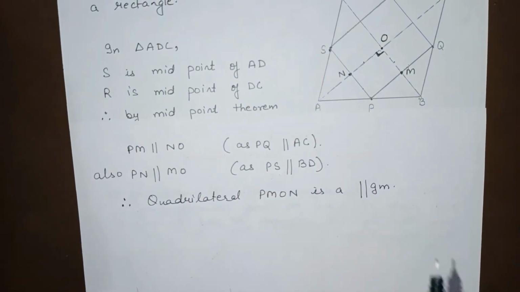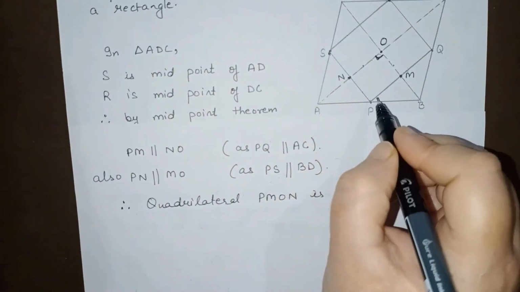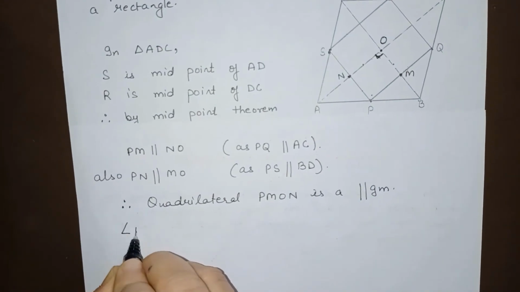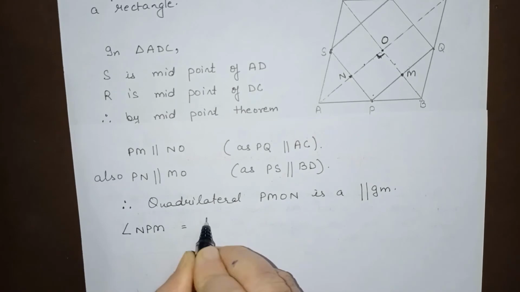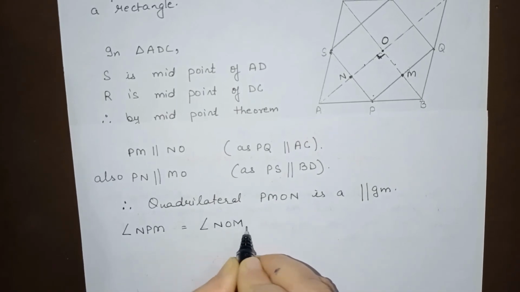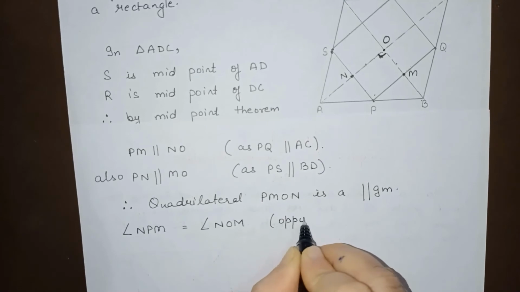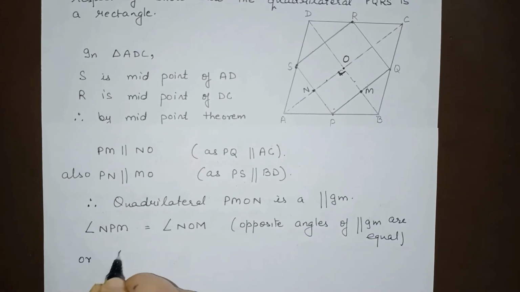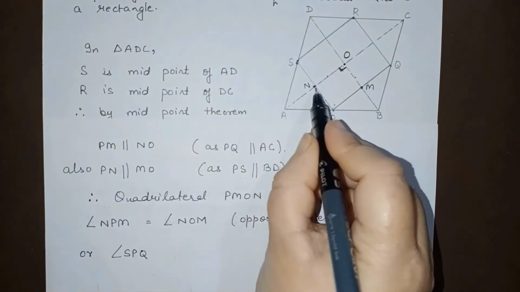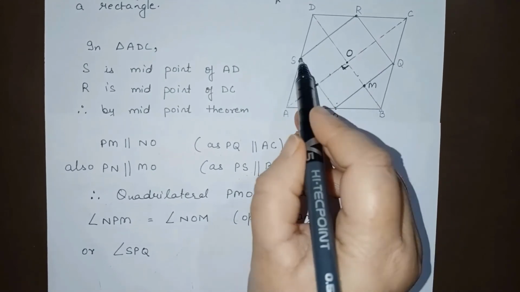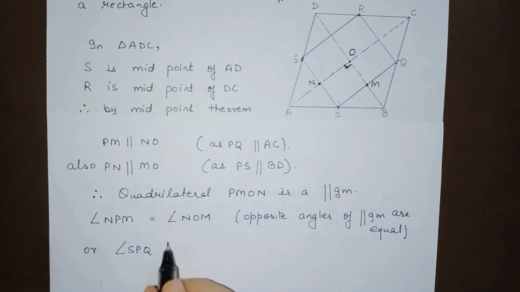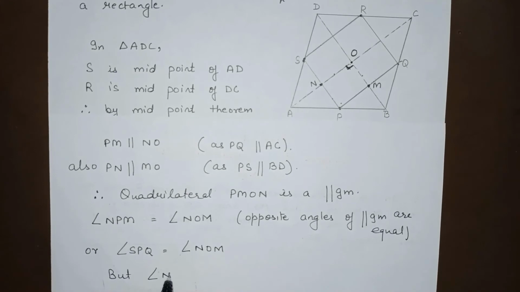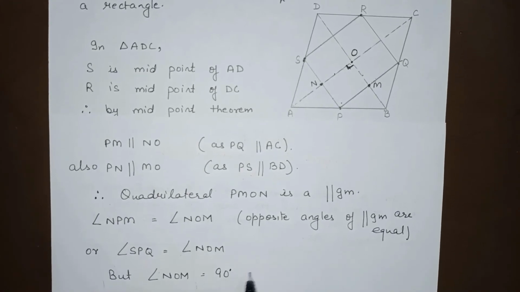If it is a parallelogram, its opposite angles will be equal. That is, this angle will be equal to this angle. So we will write, therefore angle NPM is equal to angle NOM. Opposite angles of parallelogram are equal. Or we can write angle SPQ. If I am writing here NPM, this is same as SPQ. This is equal to NOM. But angle NOM is 90 degree.